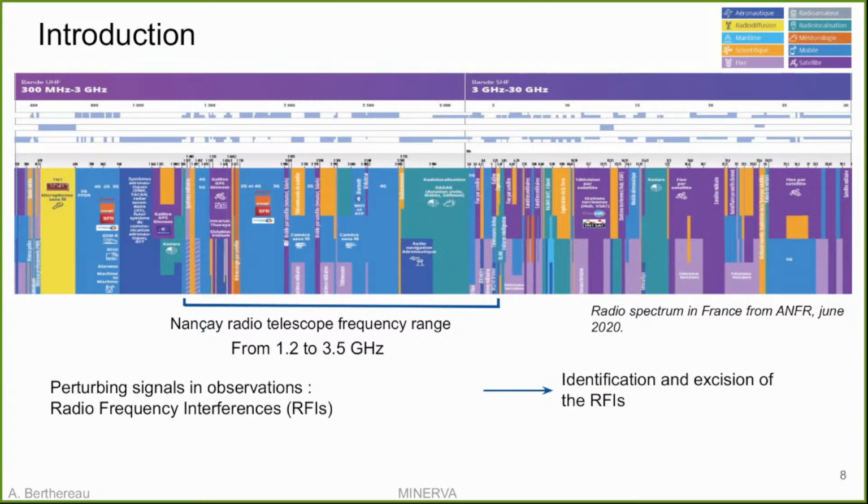And one of the results is we have a lot of perturbing signals in our observation that we are calling the radio frequency interference, RFI, that we need to identify and remove because we are observing pulsar and not human signals.